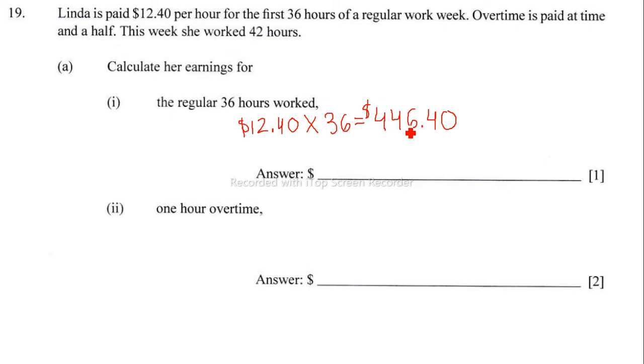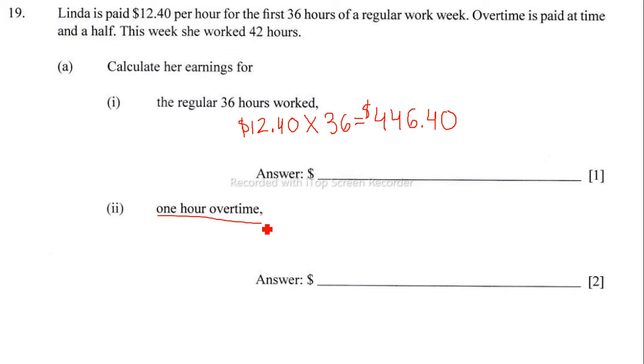36 hours work. So $446.40. That's what she gets for her regular work week, for 1 week of work. Now for 1 hour overtime, how much does she get? Can anyone tell me how much she would get for 1 hour?